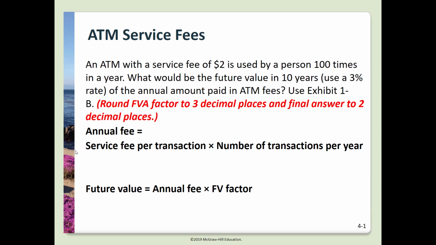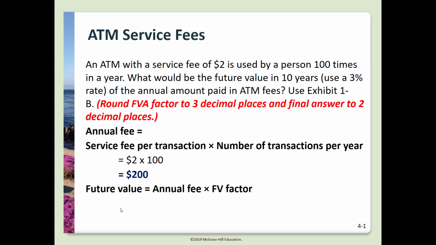So we first need to find out what the annual fee is. So that's where we'll take the service fee of $2 right here and multiply it by the number of transactions per year, which is 100 times used. So taking 2 times 100, we get an annual fee of $200. Now, our tendency is to stop there. We think, okay, it costs me $200 a year to use the ATM.